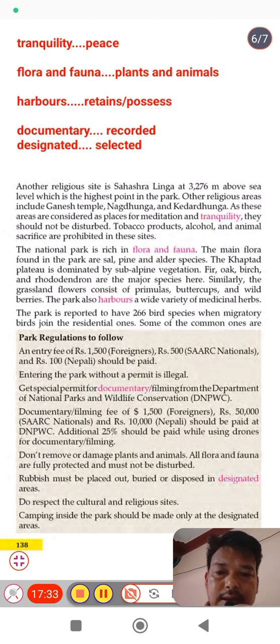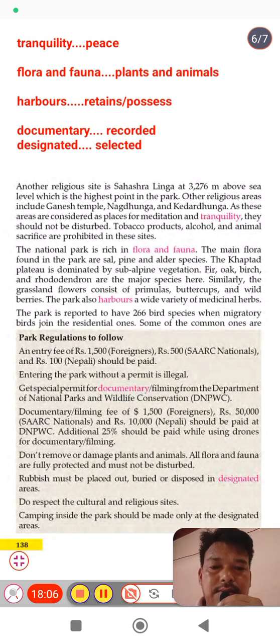Rubbish must be packed up, buried or disposed of in a designated area. Designated here means a selected area. So students, the visitors and the people are not allowed to throw dirt anywhere in the park, rather they have to dispose of or bury it in the selected area. If they do so, they will be fined or charged.